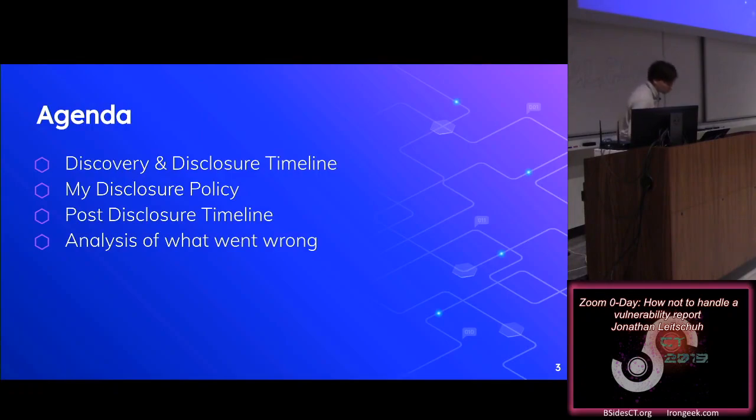The agenda for this talk is I'm going to first cover the discovery of this vulnerability and the disclosure timeline, and then my disclosure policy and why I use it. From there, we'll talk about the post-disclosure timeline, what happened after the vulnerability was disclosed, and an analysis from the perspective of Zoom, how they handled this wrong so that it blew up from a media perspective, made them look bad, and the things they had to do to roll that back.